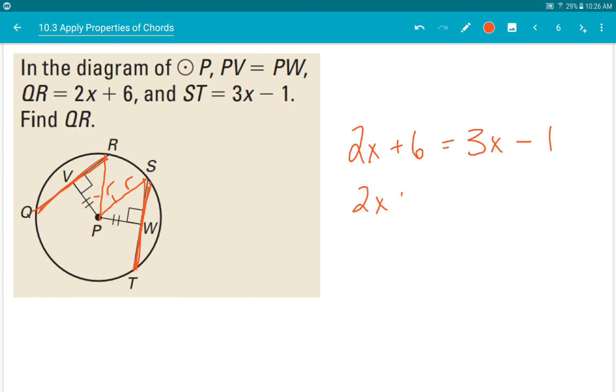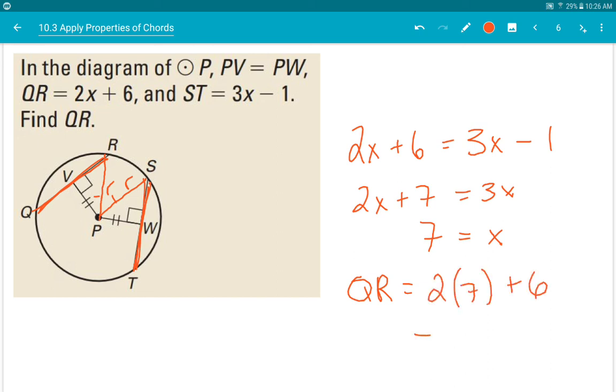So we get 2x plus 7 equals 3x, so 7 is equal to x. So x is 7, but again, they're looking for QR. So QR is going to be equal to 2 times 7 plus 6, and that gives us 20. All right, so the length of QR is 20. Okay, so hopefully this works out. Again, chords are powerful, especially in triangles, because chords go well with the radius. And again, using the radius is a very powerful tool.